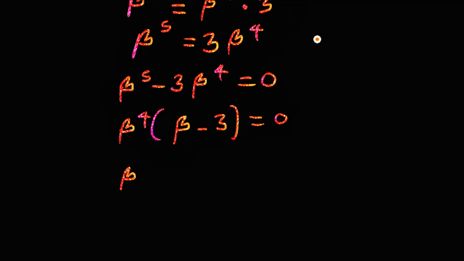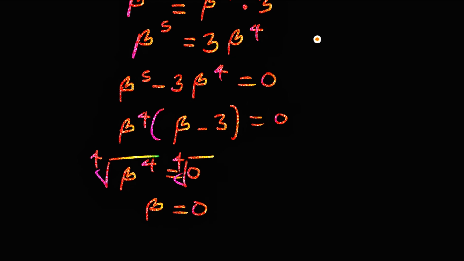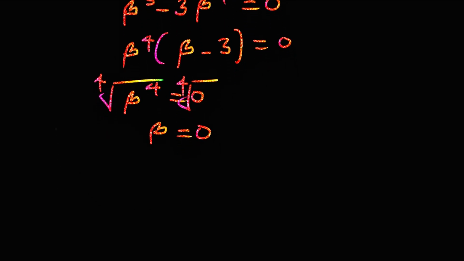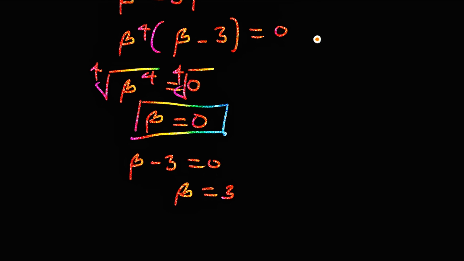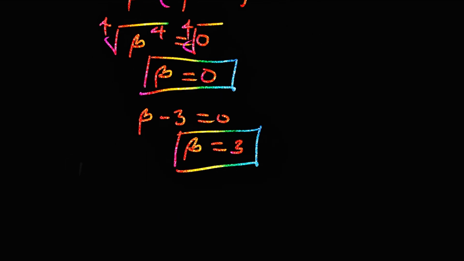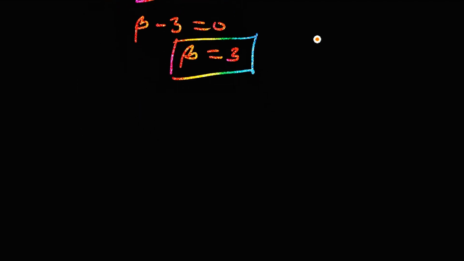So we can say that beta raised to the power 4 equals 0, so that when we get the fourth root of both sides, or when we raise both sides to power 1 over 4, we find that beta equals 0. And then we can also take that beta minus 3 equals 0, and this will mean that beta equals 3. So we have the two values of beta, that beta equals 0 and that beta equals 3. So we can try and check if this solution is correct.